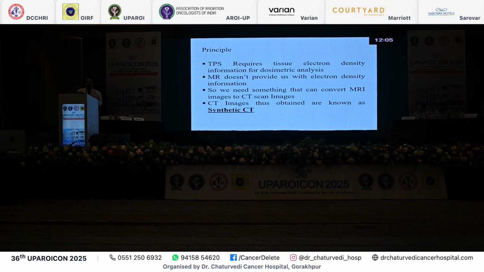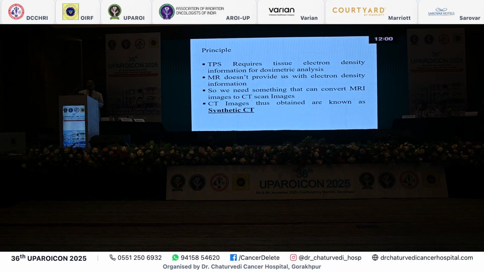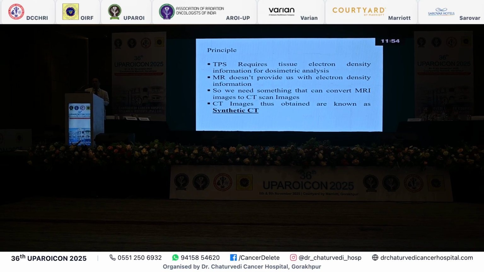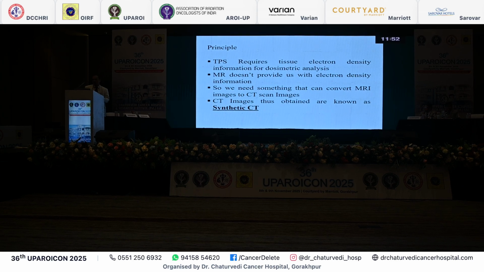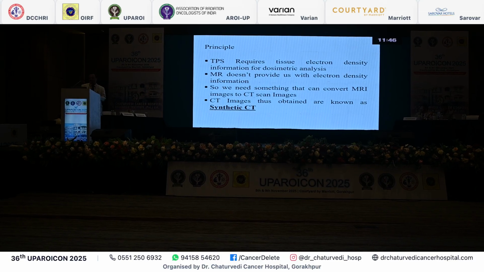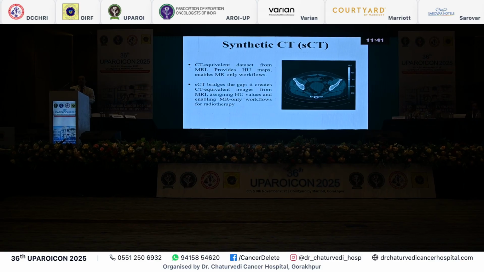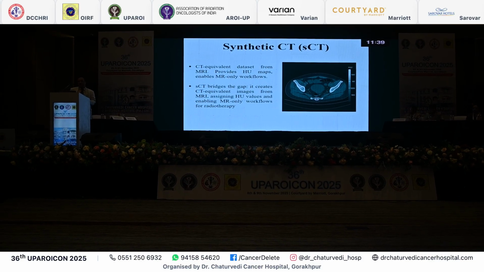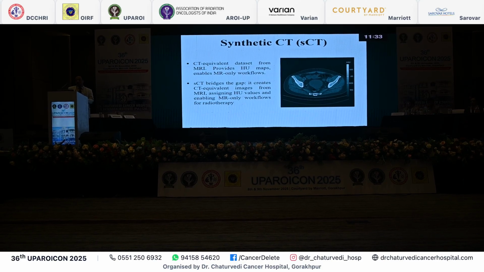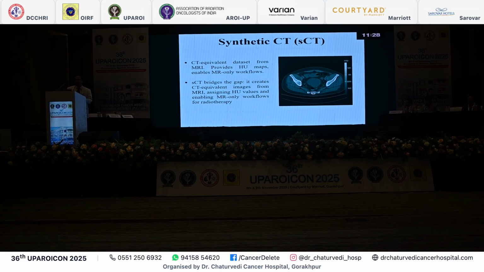Basically, the TPS, our treatment planning system, requires electron density information for dosimetric analysis, but MRI doesn't provide this to us. So we can't do the planning on an MRI. We need something that can convert this MRI into a CT scan data set. Those data sets are known as synthetic CT. Synthetic CT are basically CT-equivalent data sets obtained from an already imaged MRI. They provide Hounsfield unit maps, which enables MRI-only workflows.